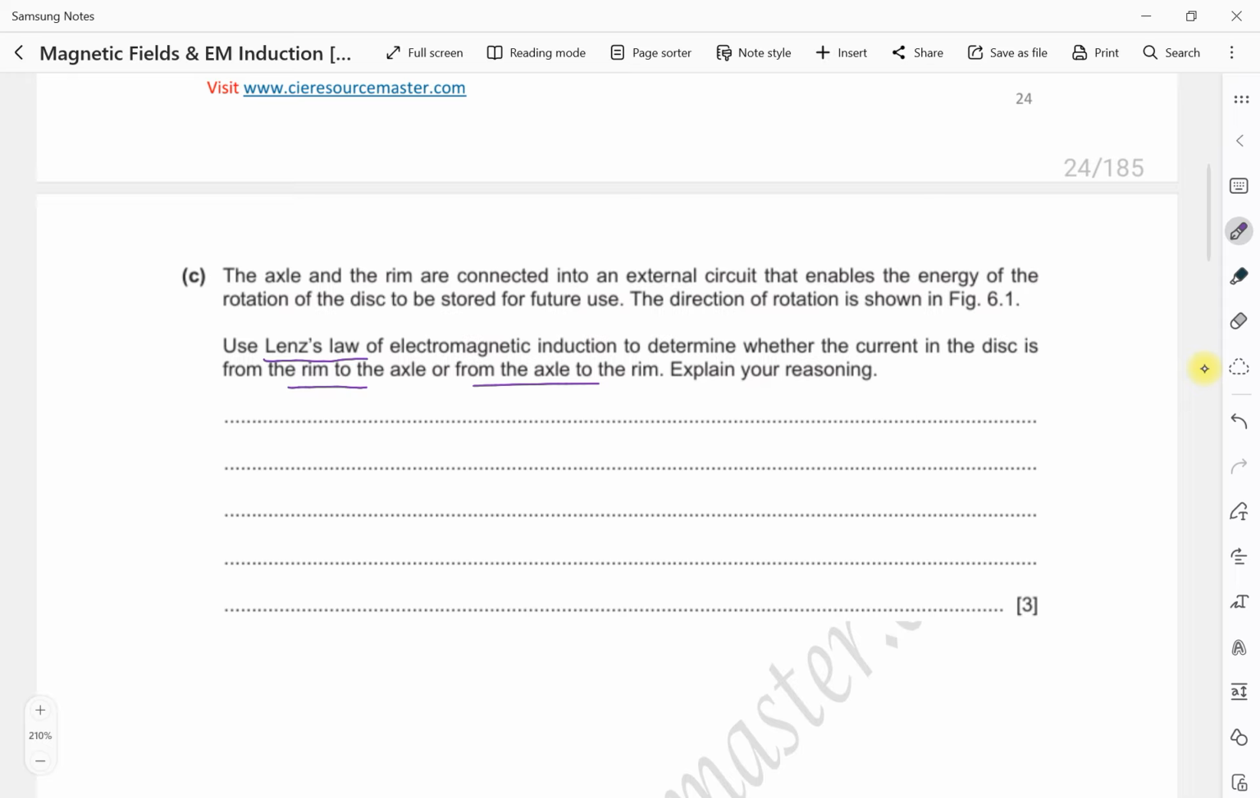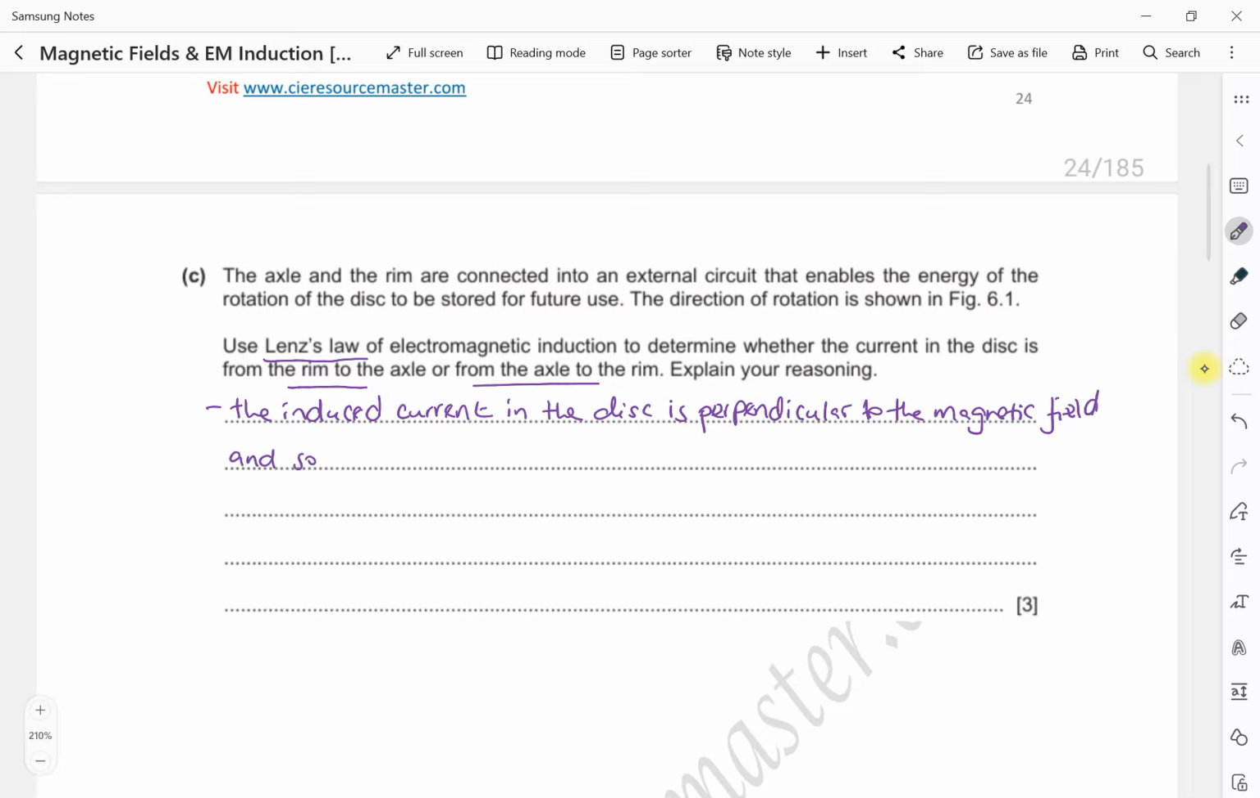Okay, so I'll just put this in writing and say that the induced current in the disk is perpendicular to the magnetic field.